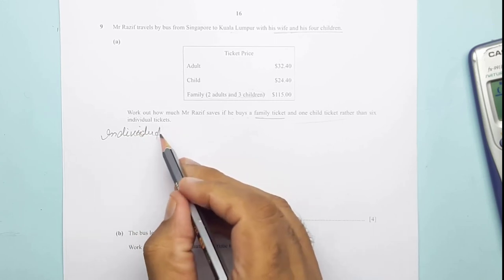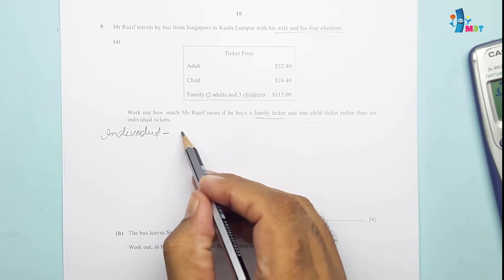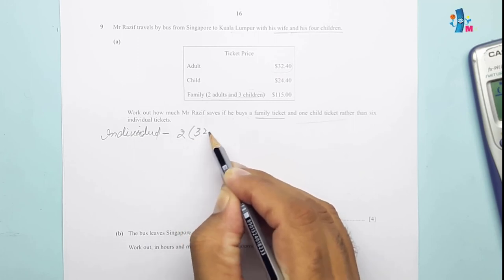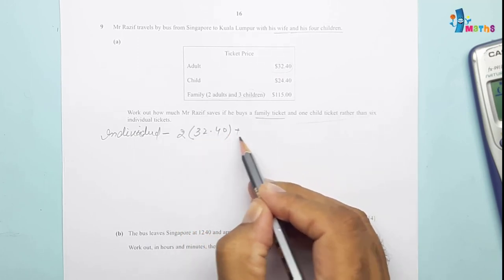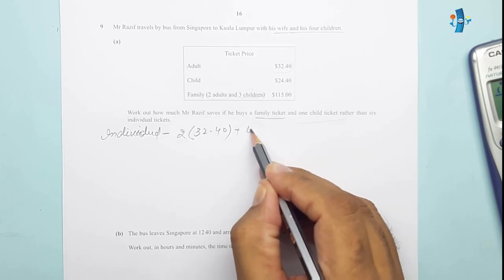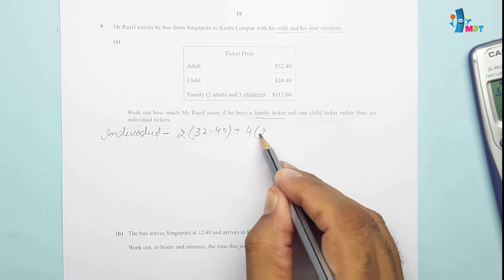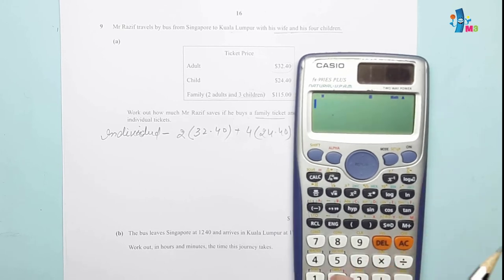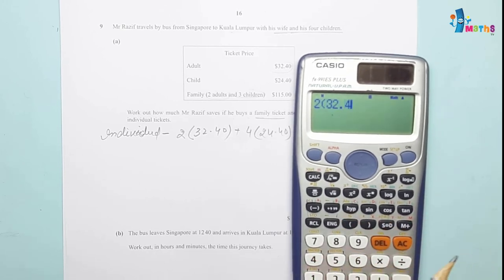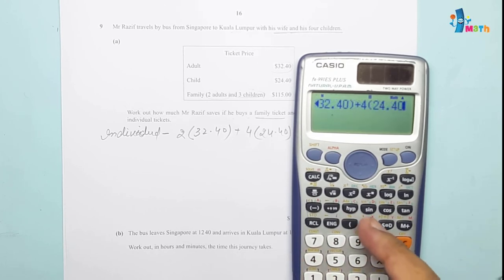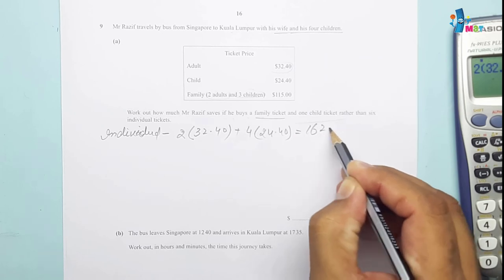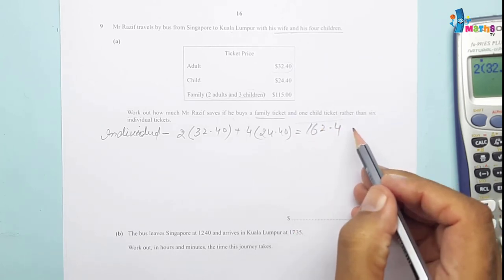In case of individual tickets, for adult, they will have to pay this fare, which is 2 adults. So this will be 2 multiplied by 32.40. And for 4 children, they have to pay this fare. So 4 multiplied by 24.40. We can check this, 2 into 32.40 plus 4 into 24.40 will be equal to 162.4. So 162.4, they will have to pay this much.